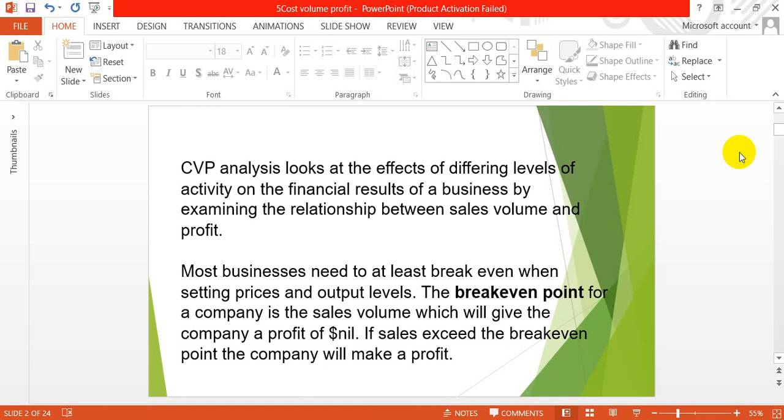If you're running a business, you always want to reach the break-even point as quickly as possible, because after the break-even point, then you start making profits. So basically, the break-even point is the point at which you have recovered your costs, but you've not made any profit at all. So any sales after the break-even point will take you into profits.